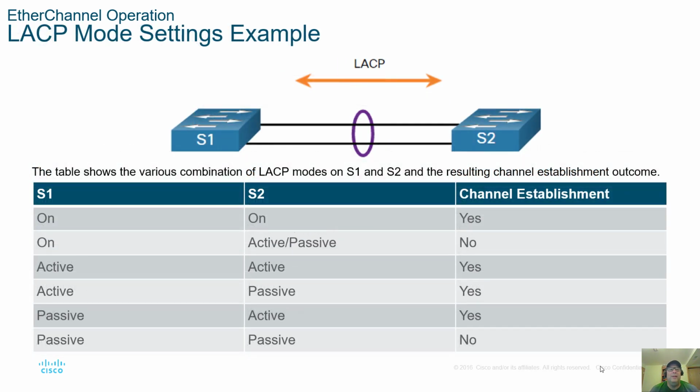Now, if we look at LACP, the LACP settings are slightly different. Instead of what we just saw, we now have active and passive as our keywords. And this is how you're going to tell the difference when you make your channel groups as to which one you're using. So if you're going to use active and passive, then you know you're creating a LACP port channel group. Okay?